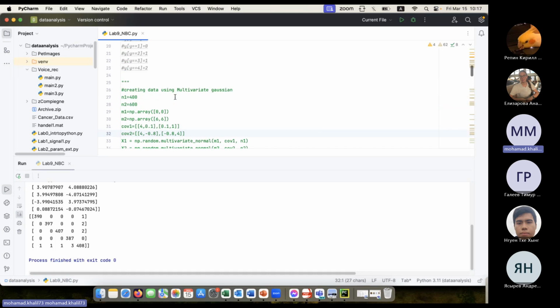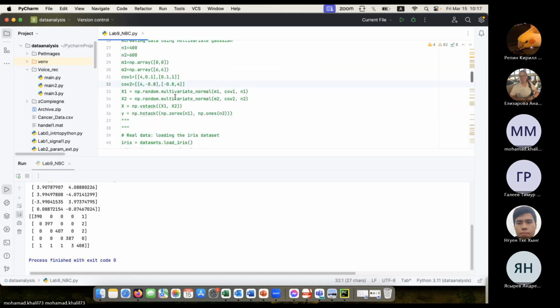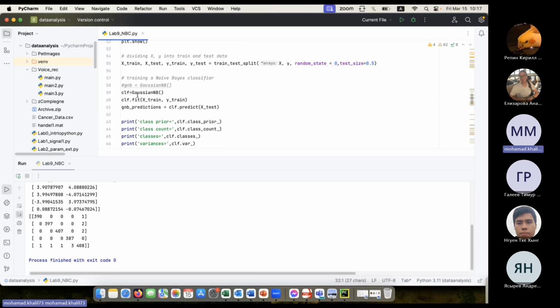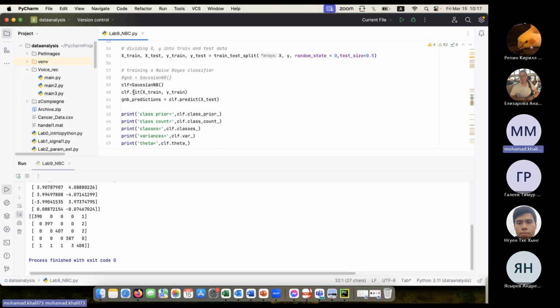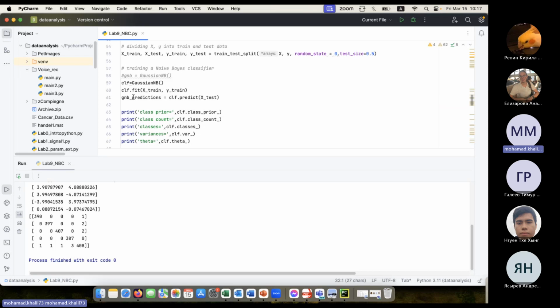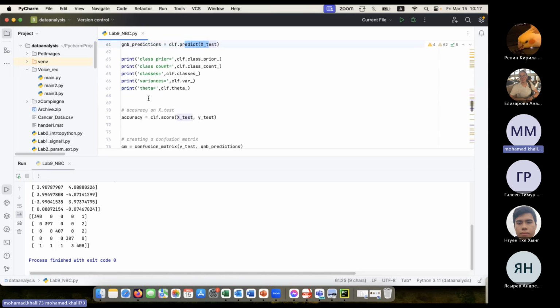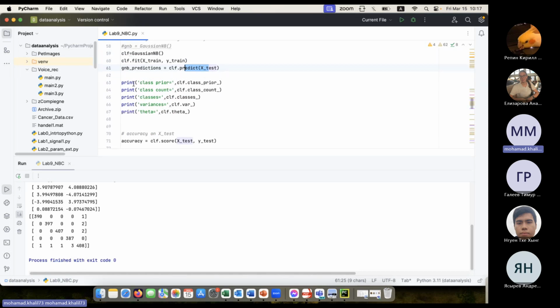If we want to continue, I have the Gaussian NB, clf.fit, etc. So, the prediction. Look what I want to print. It's very important. I want to print first the class prior, the class count, the classes, the variance, and the theta. Look what I mean.